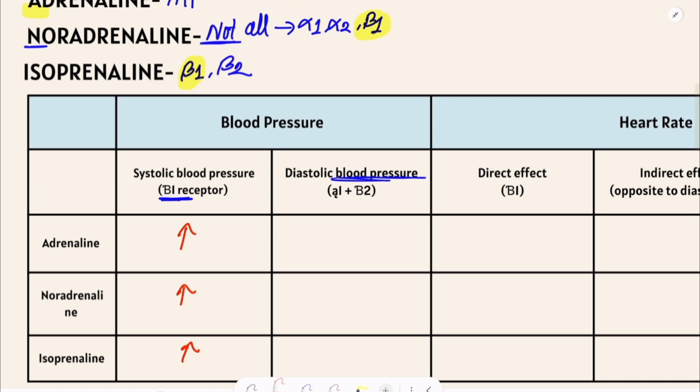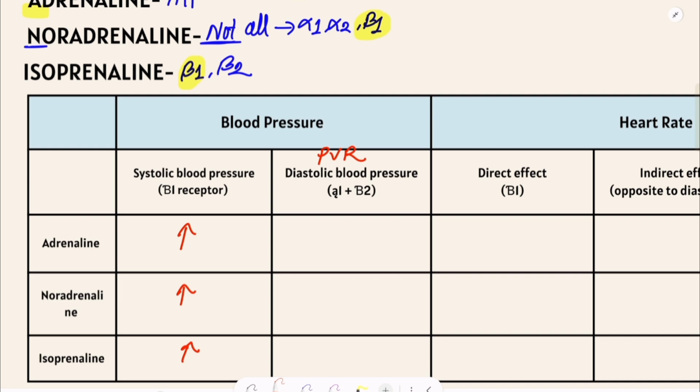Diastole means when the heart is relaxing. And when the heart is relaxing, which factor maintains blood pressure? Yes, it is peripheral vascular resistance, PVR. In simple terms, peripheral vascular resistance means the effect on blood vessels. If there is vasoconstriction, there is more blood pressure, and if there is vasodilation, there will be less blood pressure. So diastolic blood pressure depends on blood vessels.